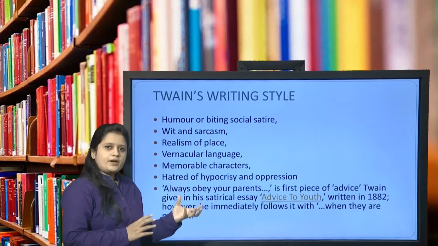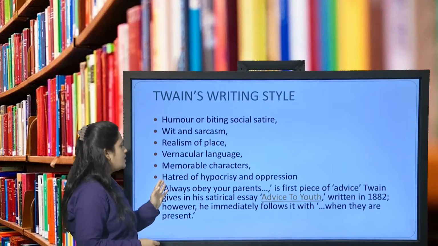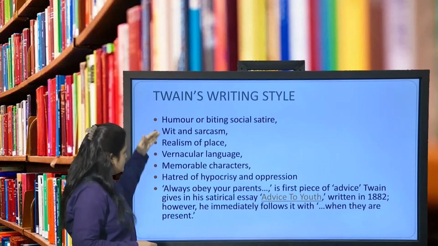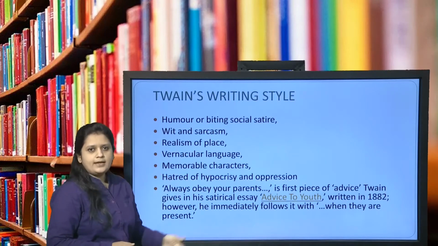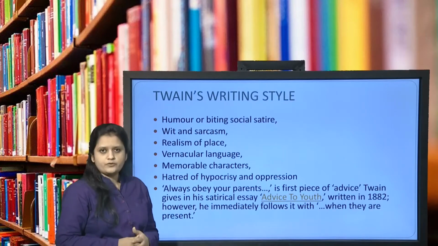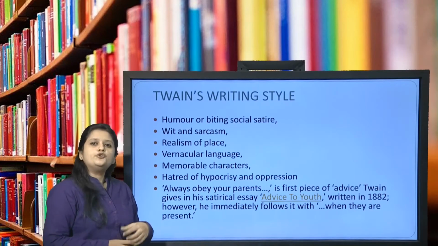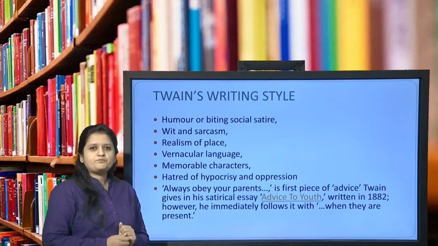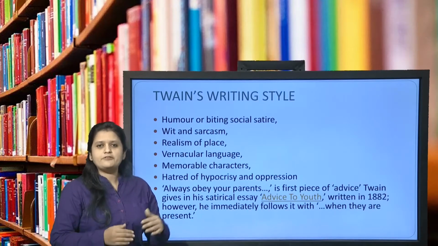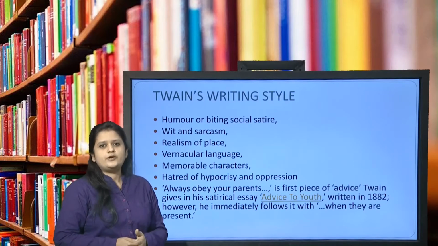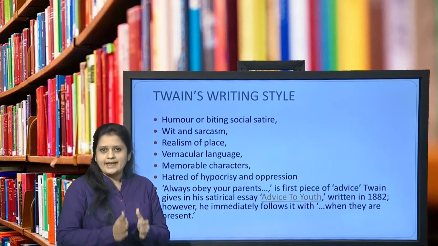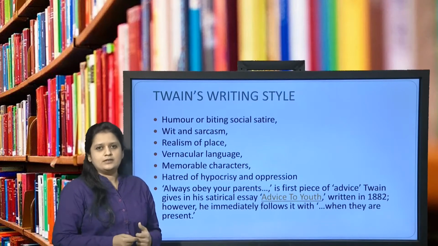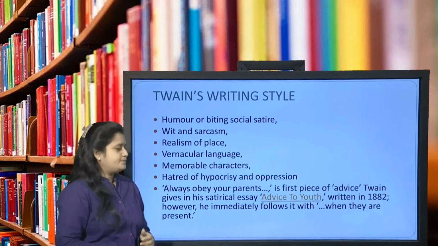And his hatred for hypocrisy and oppression is reflected in most of his works. Now, for all these characteristics, I have taken an example from Advice to Youth, one of his essays, and how humorously he has a rather jazzy take on giving advice to youths. So it is not very preachy and didactic in form, but in a humorous way, he has twisted it and he appeals to youth in a different manner.